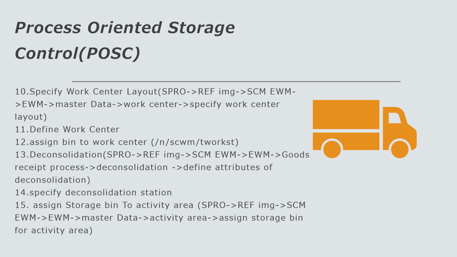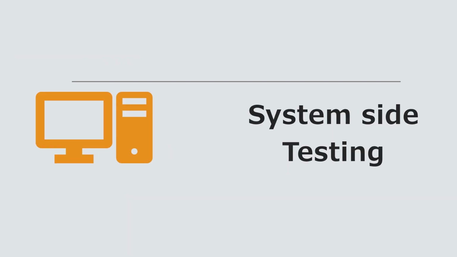Then assign the bin to the work center, from which the items are moved from the work center to the bin. Then deconsolidation happens, because the goods which we have received are broken down here into single items. Then we specify the deconsolidation station and assign the storage bin to the activity area, so the items can be put away directly into the storage bin from the activity area. So this is the system setting.